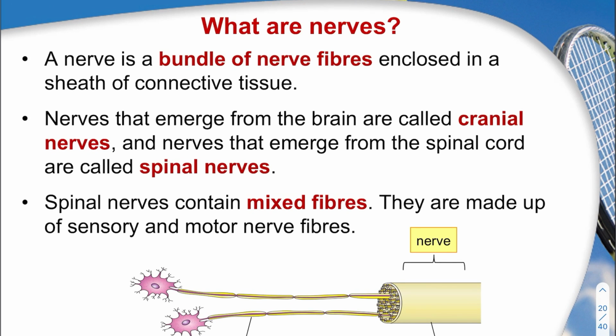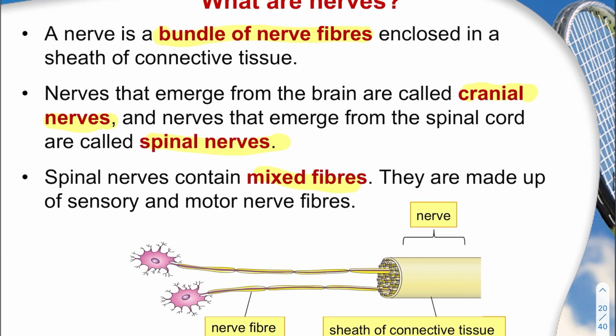Like what we have discussed previously, we do not have just one single strand of nerve connecting to our whole body. Instead, we are combined together into a bundle of nerve fibers. And this bundle of nerve fibers tends to be enclosed in a sheath of connective tissue. These nerves tend to emerge from the brain, what we call the cranial nerves. Nerves that emerge from the spinal cord are what we call the spinal nerves. And spinal nerves tend to contain mixed fibers, meaning you have different kinds of nerve endings, made up of sensory and motor nerve fibers.